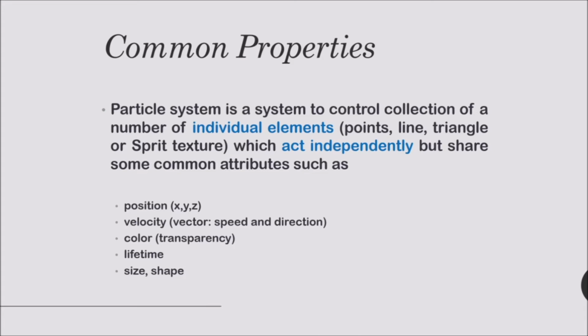So the particle system is a system to control a collection of individual elements. So what are the individual elements? It can be points, it can be lines, it can be triangles, of course, or obviously a texture, this little quad, right.